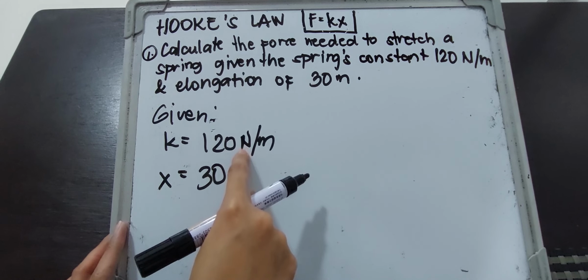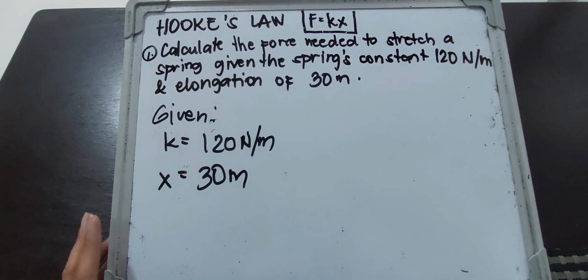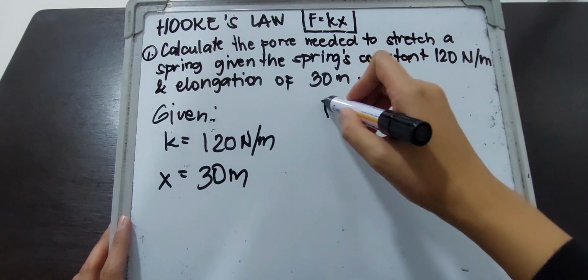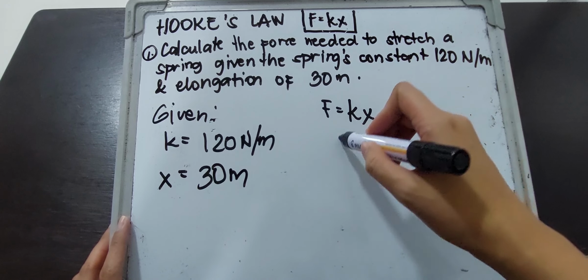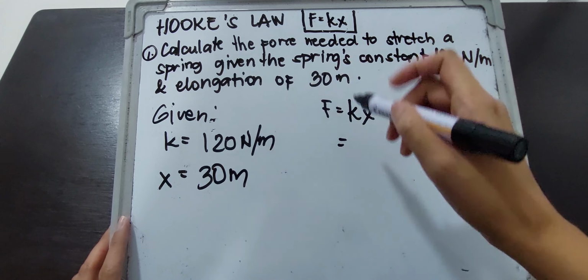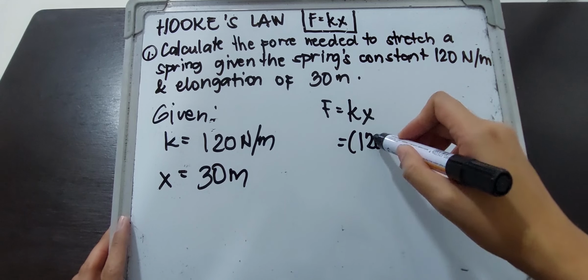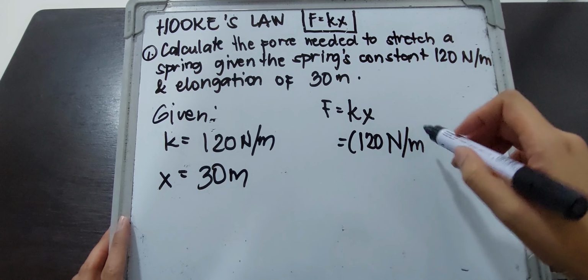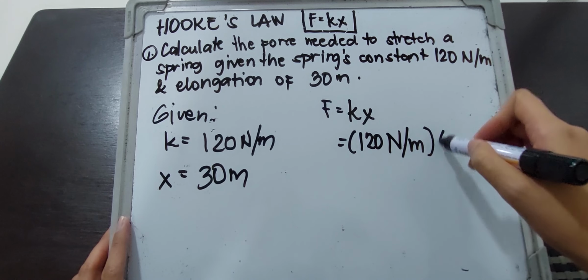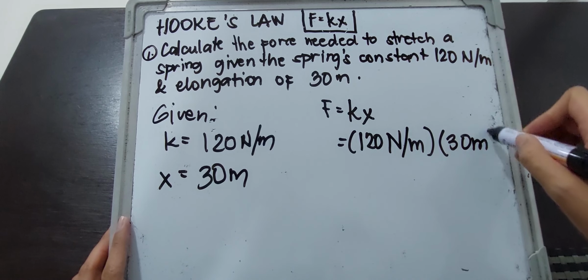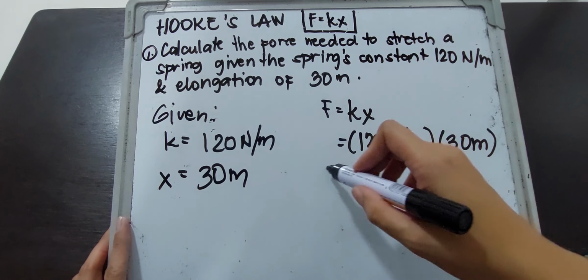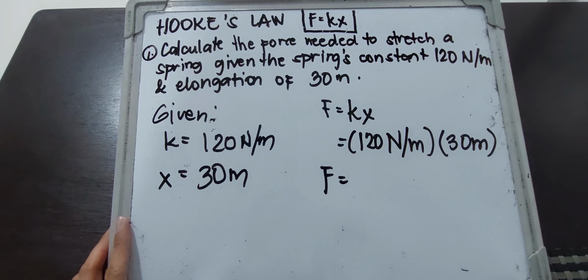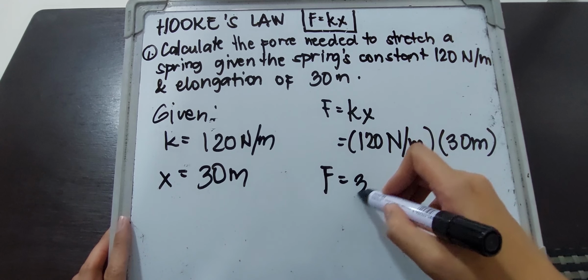Kasi meron tayong constant na unit na Newton per meter. So, for us to find the needed force, we only need to multiply the spring constant na 100 newtons per meter and the elongation, which is 30 meters.